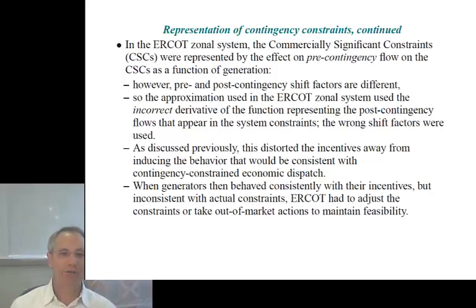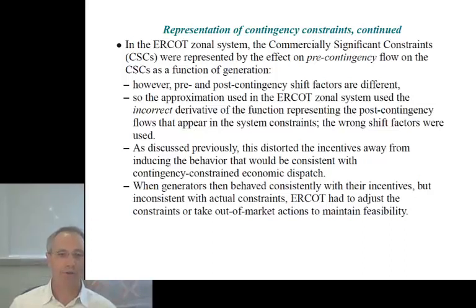Indeed, in the ERCOT zonal system, as with our small example, the pre- and post-contingency shift factors are different, so the approximation used in the ERCOT zonal system used the incorrect derivative of the function representing the post-contingency flows in the system constraints in terms of the generation injections. In other words, the wrong shift factors were used.